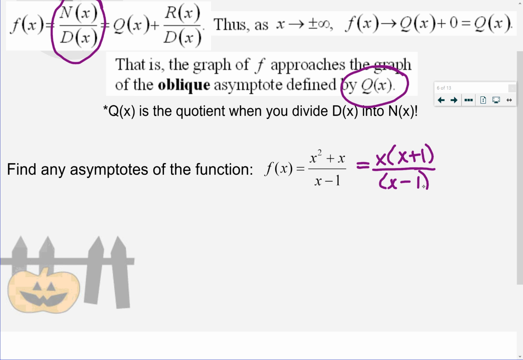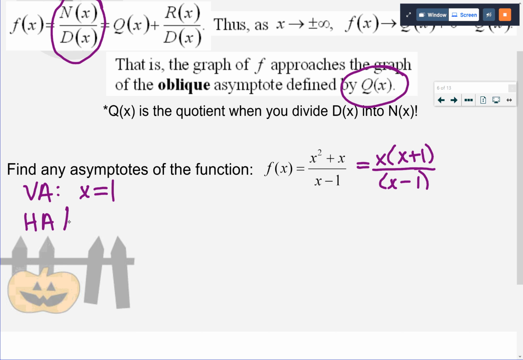The next thing we're going to look to find are vertical asymptotes. Where do I find my vertical asymptotes? Denominator. So what is the domain restriction in the denominator? If you said x minus 1 equal to 0, you get x equals 1. That's my vertical asymptote, x equals 1, from the denominator. Okay, then we kind of do horizontal asymptotes and oblique asymptotes together. It's either one or the other. It will not be both.